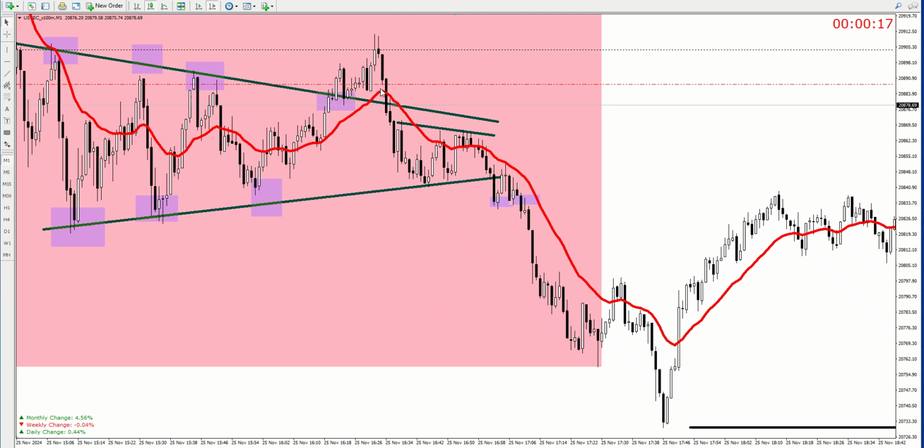This became the failed breakout, and you can see there was no convincing candle here. If you ask me, why didn't you take this one? Obviously you can see there is nothing convincing here.